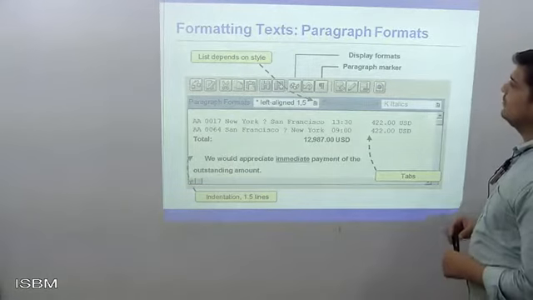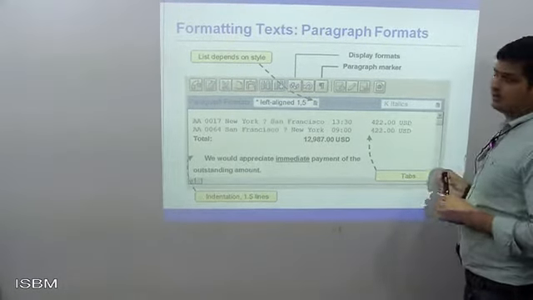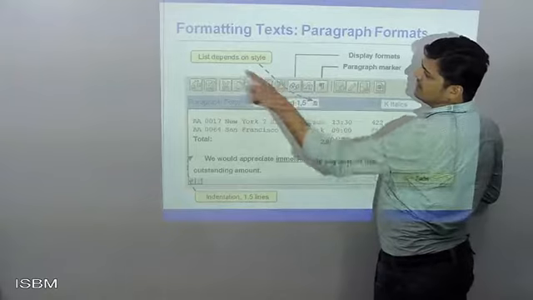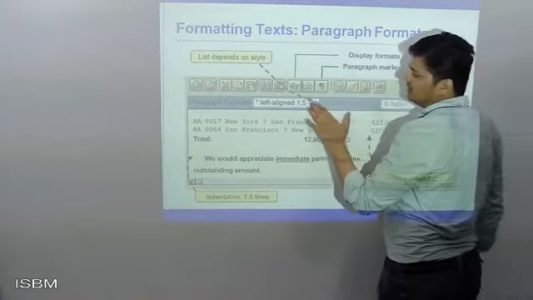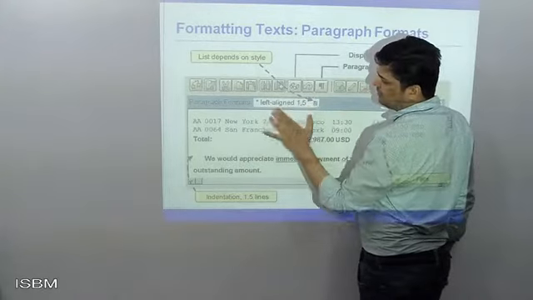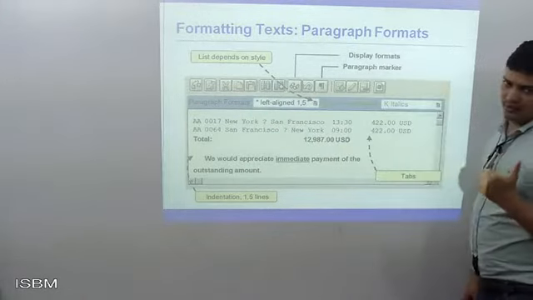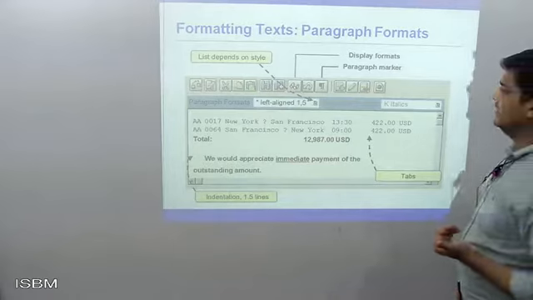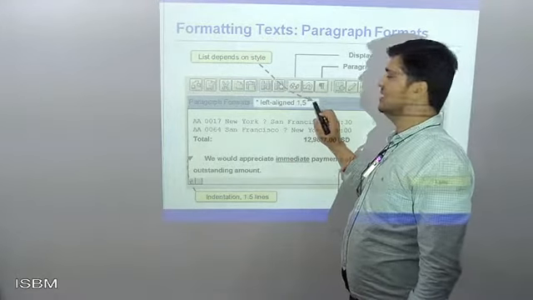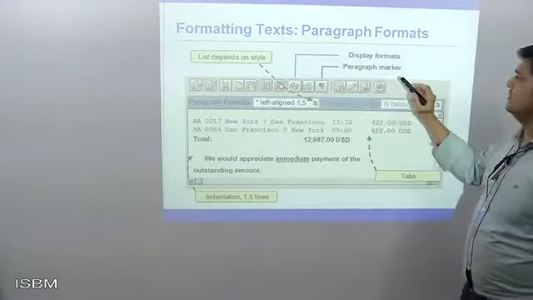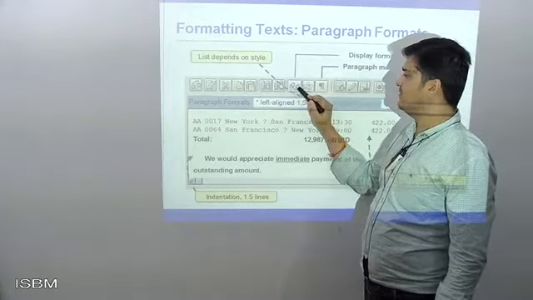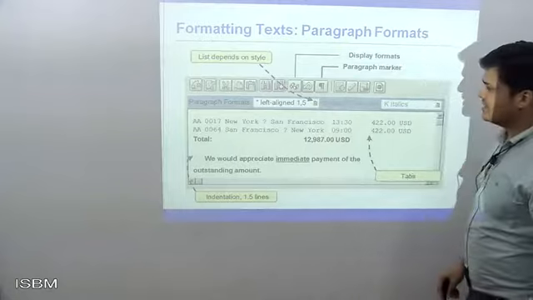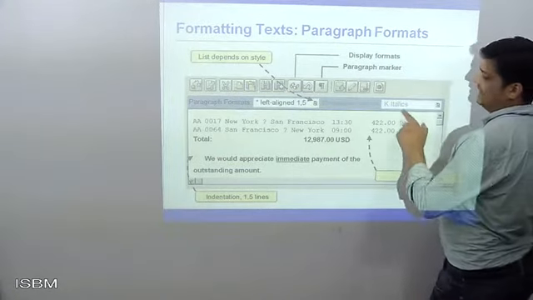You can see the formatting text, the paragraph format. Here there are three things. See, the list depends on the style. Whatever style you are going to create, if you are going to create your own style, then you need to write over here left alignment 1.5 and display format, paragraph. This is a display format. This is the paragraph marker. You can see the paragraph italics.